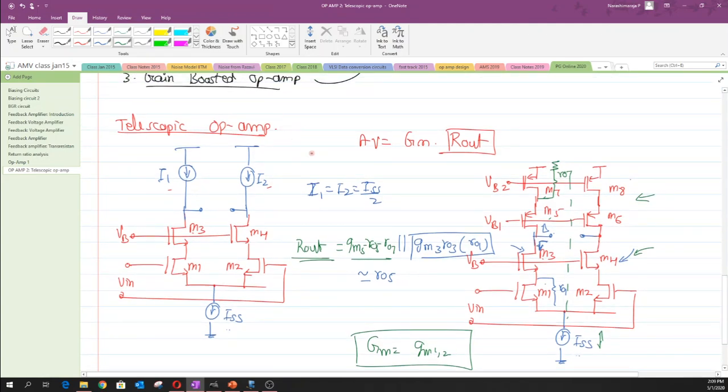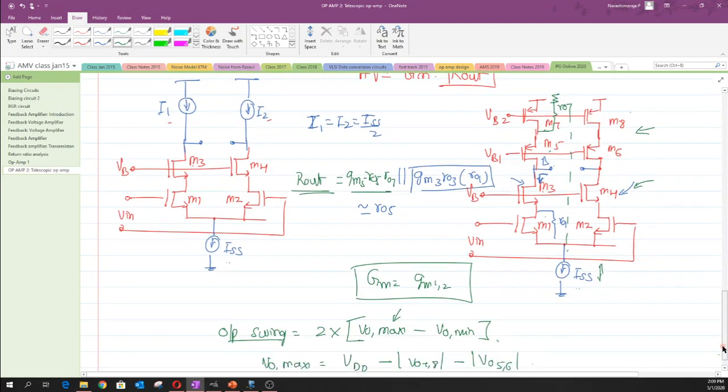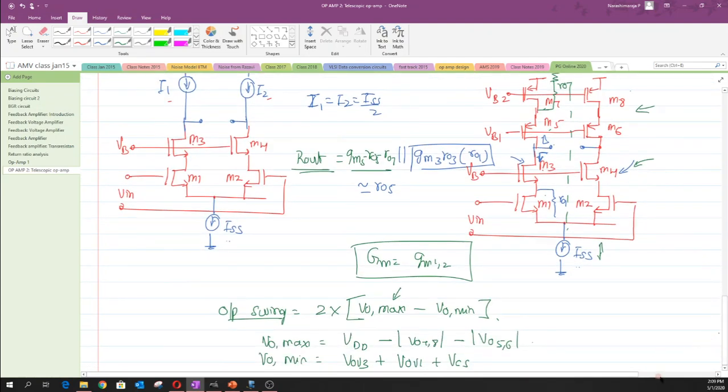So this is the case of a differential output for a telescopic configuration. Now what if you want to realize the same telescopic op amp but with a single-ended structure? The structure is pretty simple. I will just try to copy the structure, just because it takes some time for me to redraw it.